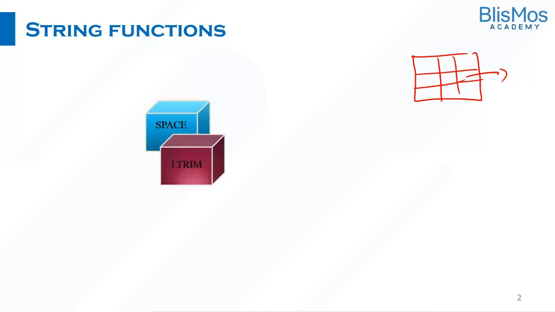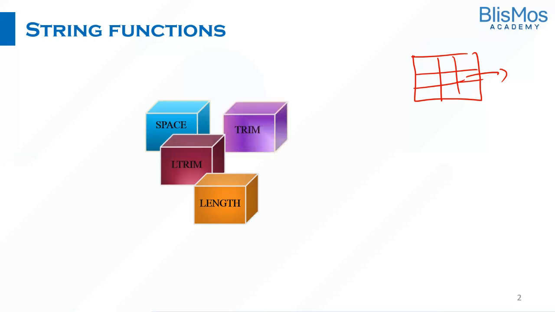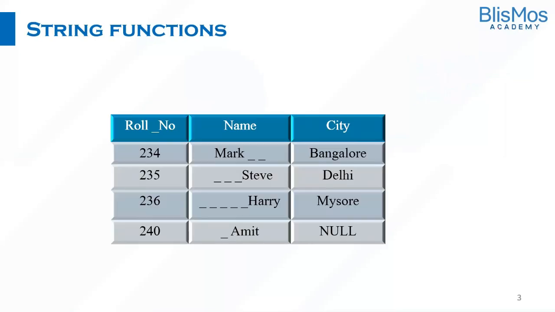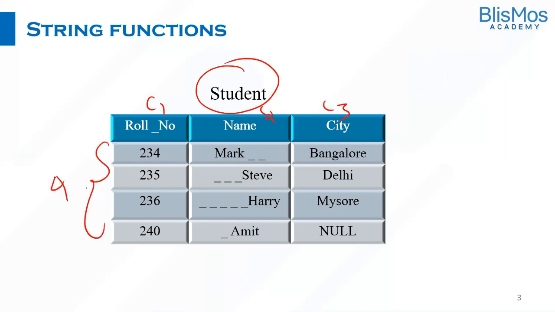We do have different functions like space, ltrim, trim, length, rtrim, rpad, lpad. We will look at all of them one by one in the subsequent slides. Let us use this particular table. This table happens to be a student table, and we have column 1, column 2, column 3, and some 4 records. If you observe clearly, we have added some spaces after the string, before the string, and all those things, so that we can understand what kind of functions can be used to add or remove spaces.